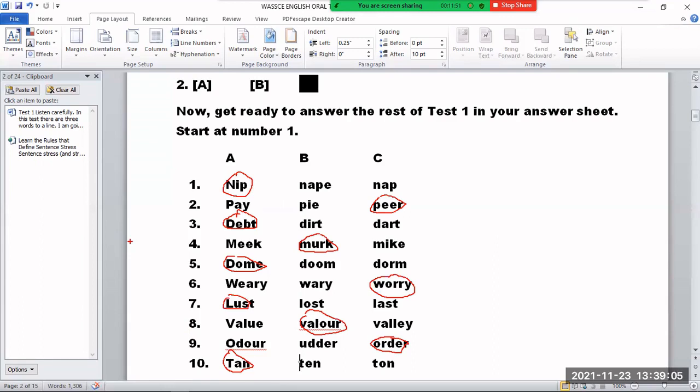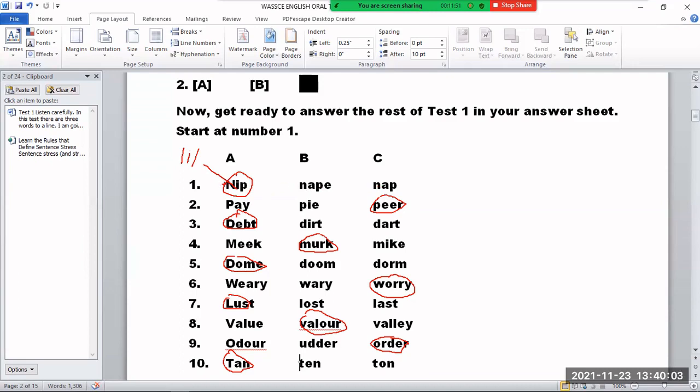Now, these are the correct options in the various questions 1 to 10 that make up test 1. Let me point out how you identify the right option. Question 1, you will notice that the sound in the word nip is the short I sound, and that differentiates this word from nape and nap.